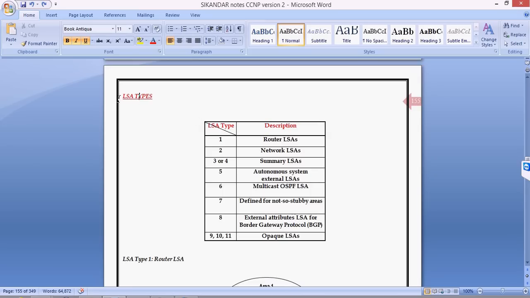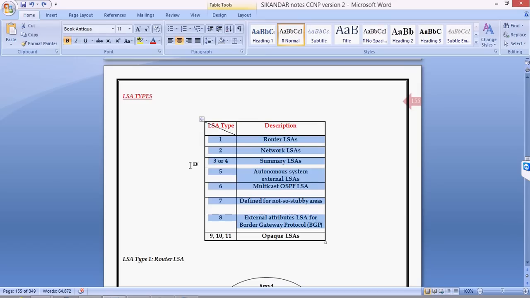LSA stands for link state advertisement. The meaning is it's a normal advertisement which happens in the OSPF process. There are multiple LSA types. You can see the table here which defines LSA 1, 2, 3, 4, 5, 6, 7, 8, 9, 10, 11. So you have many types of LSAs. Majorly we'll be discussing around 7 LSAs, which are the most common, not LSA 6, because LSA 6 is multicast OSPF. I'll get into the individual LSAs.